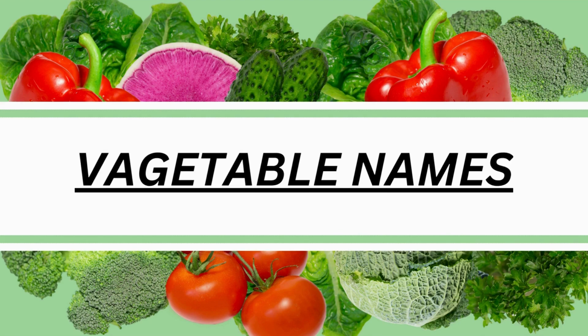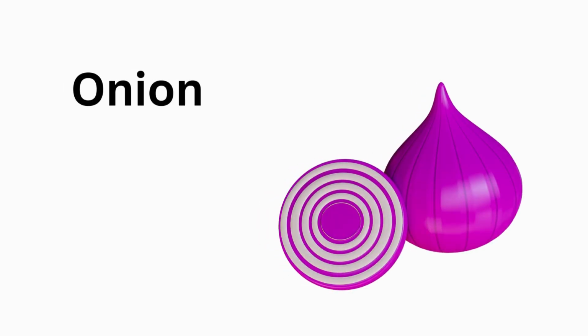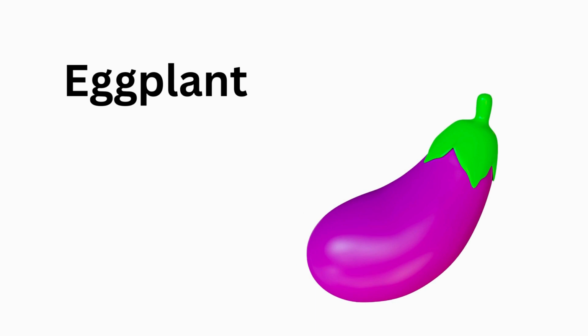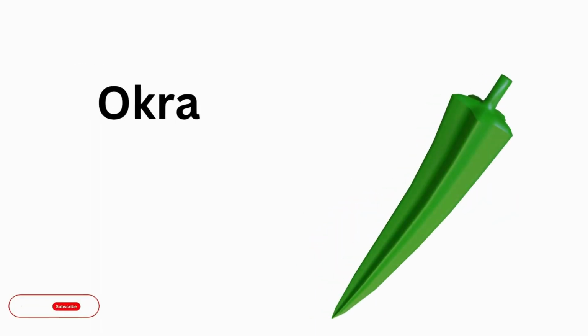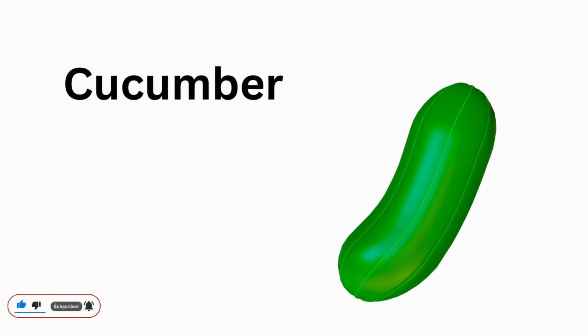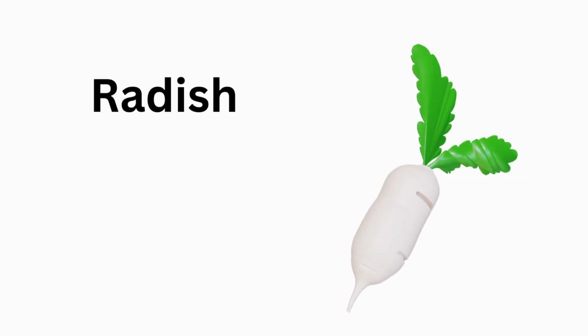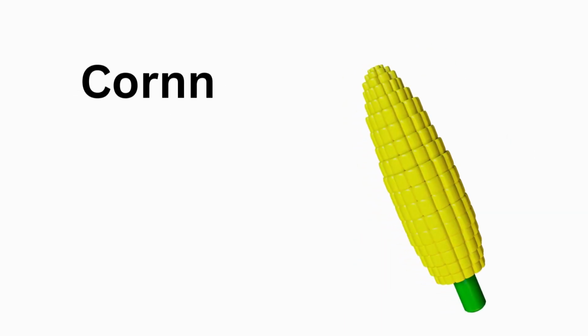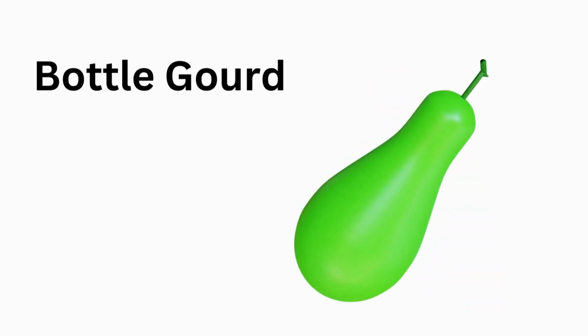Vegetable names. Onion. Red chili. Potato. Eggplant. Okra. Cucumber. Tomato. Radish. Corn. Water gourd.